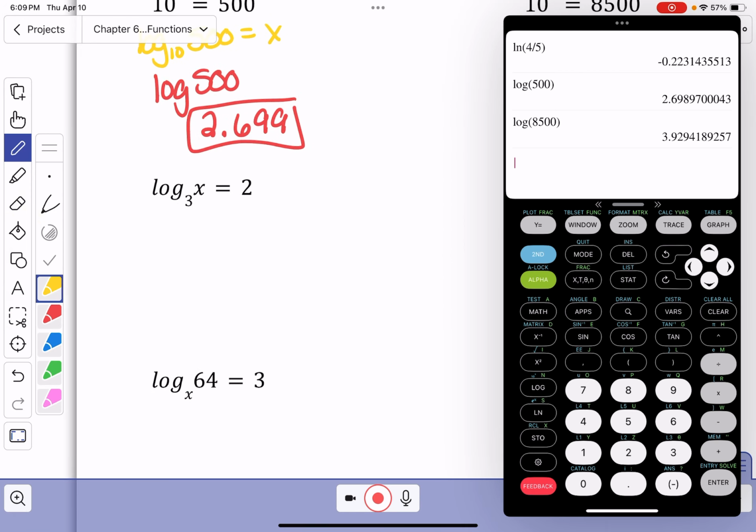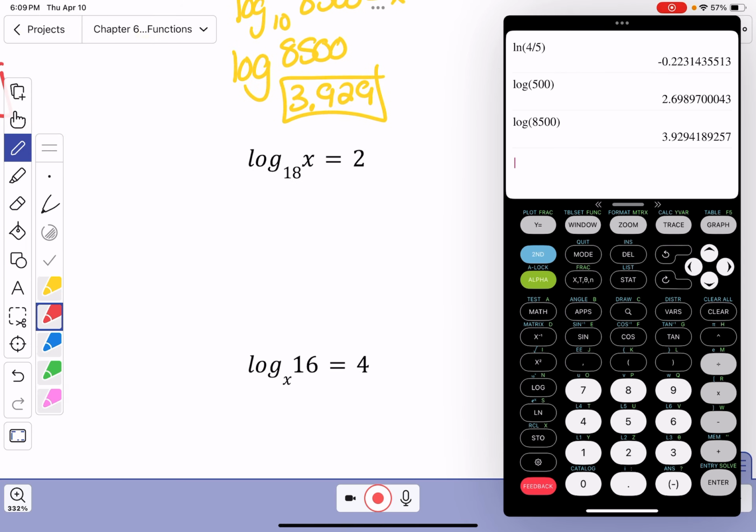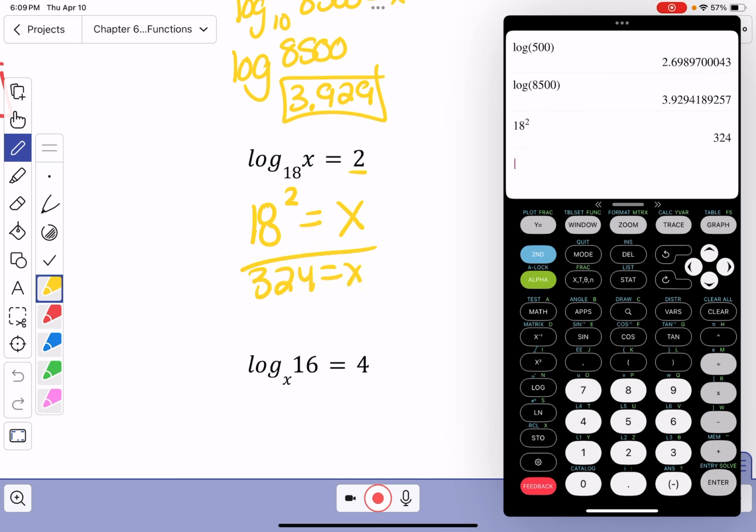Now let's look at the next one. If I rewrite this, the base is 3. It's going to be squared, and that equals x. Well, now I just have to do 3 squared. So 3 squared is 9. All right, so this one, our base is 18. That is squared, and it's going to equal x. So I just do 18 squared, and I get 324 equals x. So if it's the argument you're looking for, it's pretty straightforward.